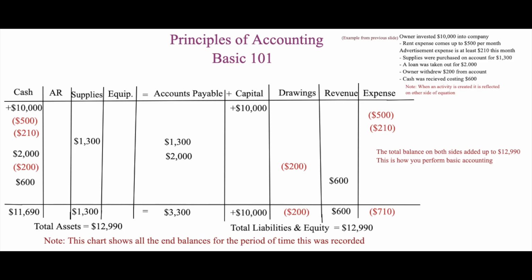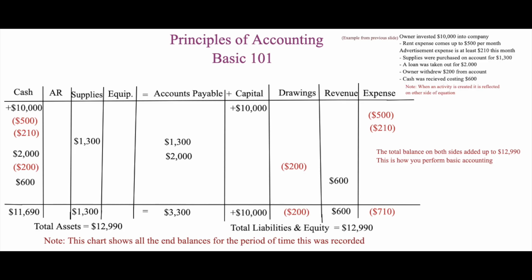Shown inside this slide are the examples of the different transactions I had shown on the previous slide. So what we're going to start with is the owner invested $10,000 into the company, which is on the top. So you see cash is a plus 10,000, and then capital is a plus 10,000. Where the cash is, that is the A inside assets, and where the capital is, that's the E inside of equity. So both sides are balanced out. Next, the rent expense comes up to $500 per month, so you have to deduct $500 from cash and $500 from expense, both the A and the E. Those are the only two that we're working with as of right now.